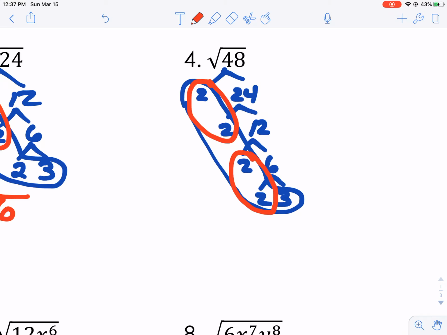So for every group of 2, take 1 out. So a 2 comes out of the first group. A 2 comes out of the second group. Both of those get multiplied together, so that leaves me with a 4 outside the square root sign. And that piddly little 3 gets to stay inside. So the simplification of square root of 48 is 4 square root of 3.